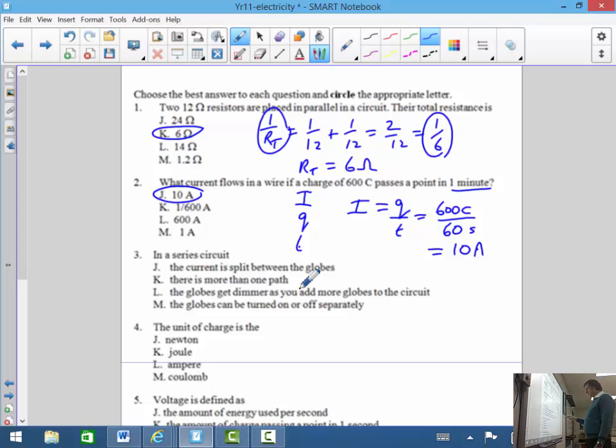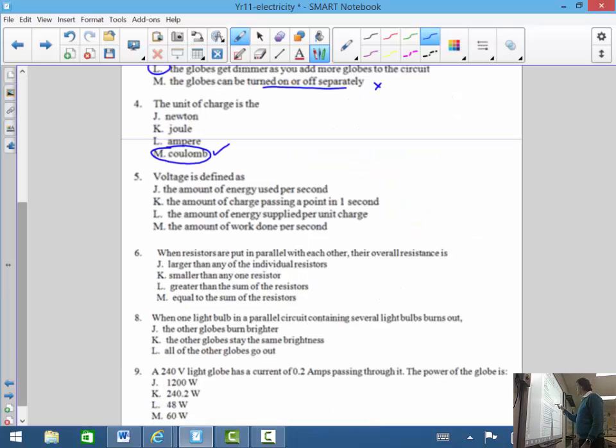In a series circuit, the current is not split, there is not more than one path. The globes get dimmer as you add more though, yes. And you can't turn them off separately, so that's definitely wrong, so those three there are wrong. The unit of charge is the coulomb, that's in that other question. Voltage is defined as the amount of energy per charge, so is that one of the ones there? Yes, L, not the others.